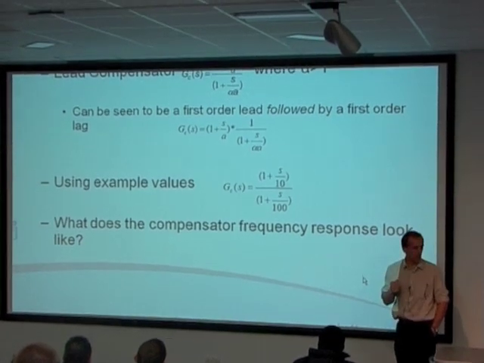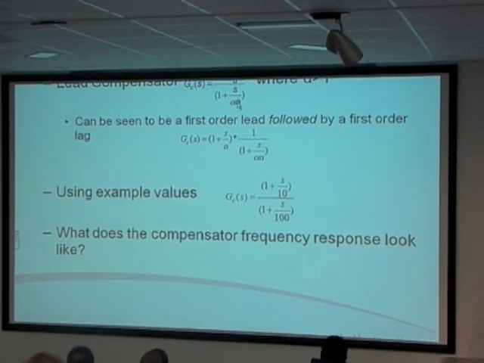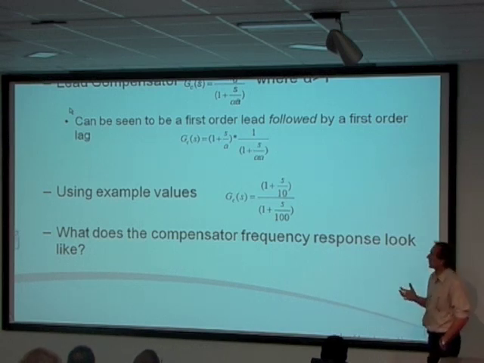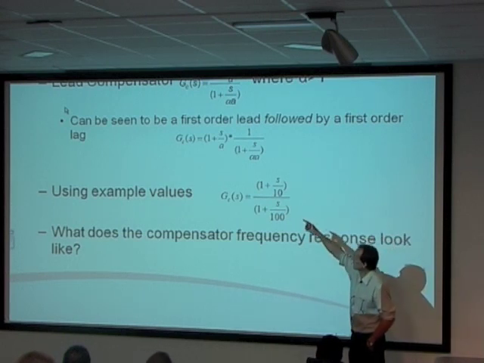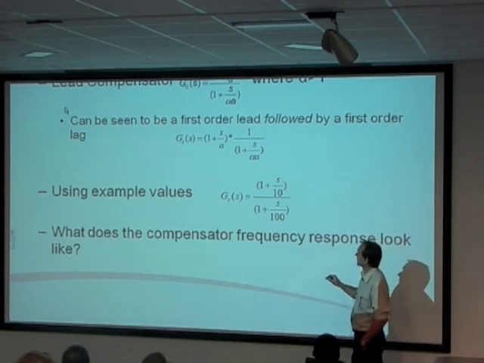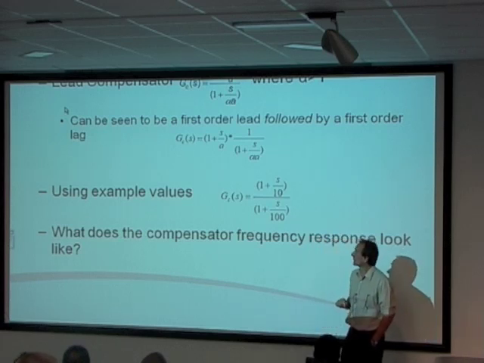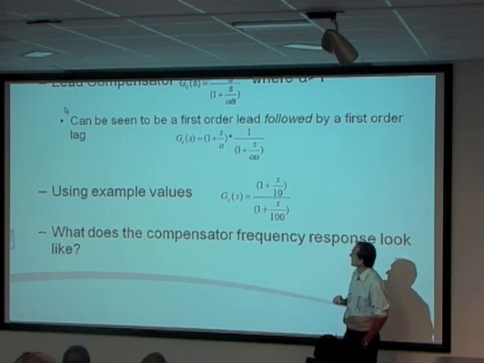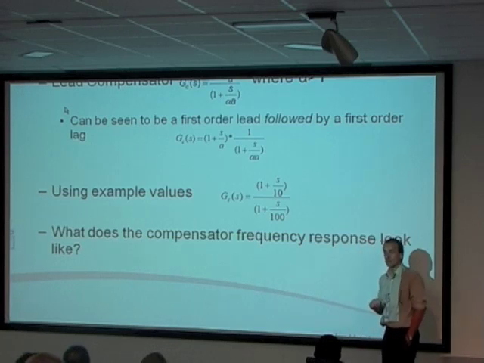Again, apologies for it chopping off the top. The lead compensator, I'll have to, no, I can't drag that down now. If you look at the lead compensator, all it is, it's a first order lead, 1 plus S upon A, followed behind at a higher frequency by a first order lag. So alpha is bigger than 1, which means that the corner frequency for the lag comes afterwards. It's at a higher frequency.